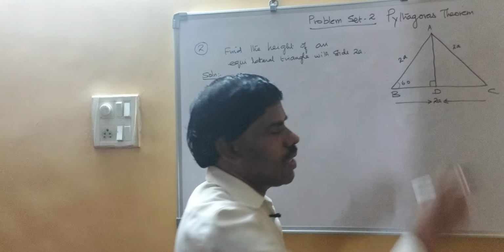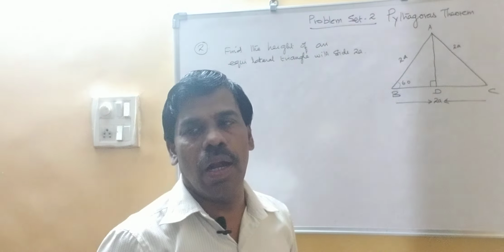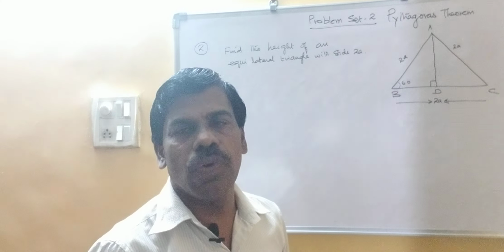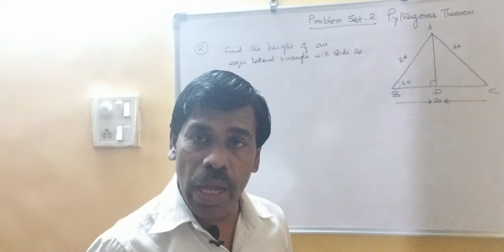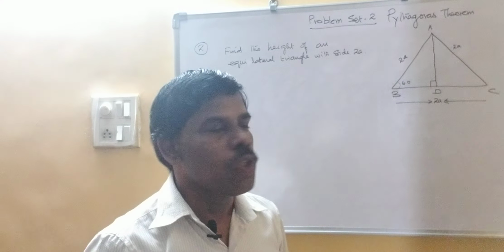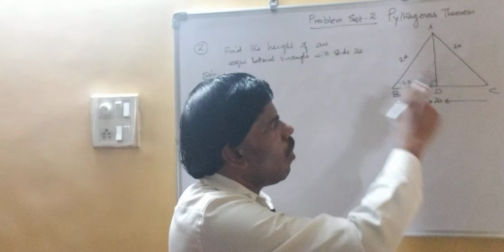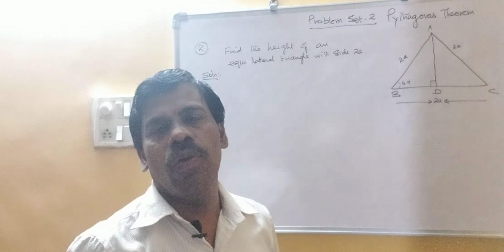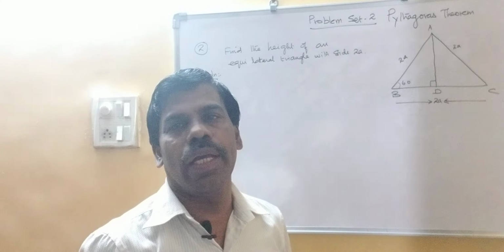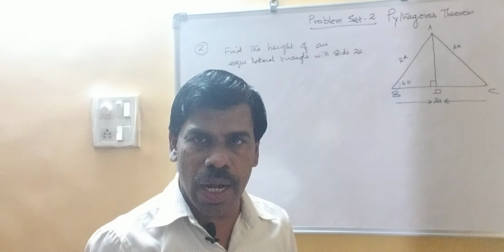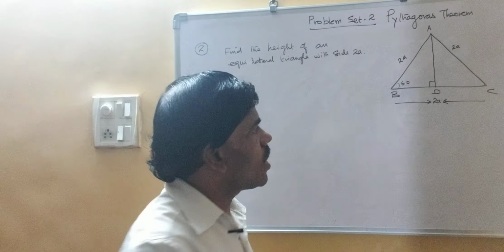See, ABC is an equilateral triangle. Equilateral triangle means all the sides are equal. That means all the angles are also equal. So, what is the sum of all the angles of the triangle? 180. So, all the angles are equal. So, 180 degree upon 3, how many degree you will get? Each angle is 60 degree.